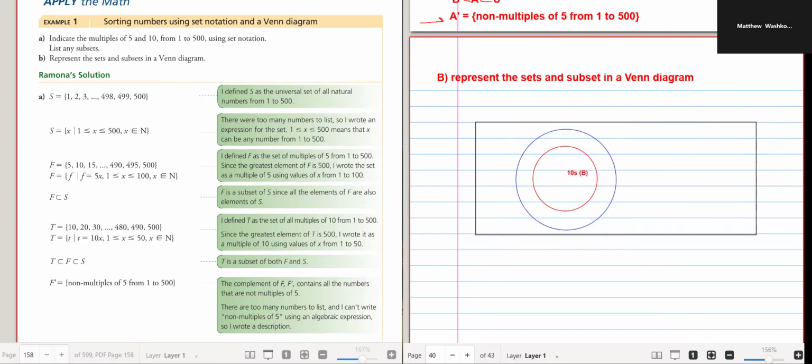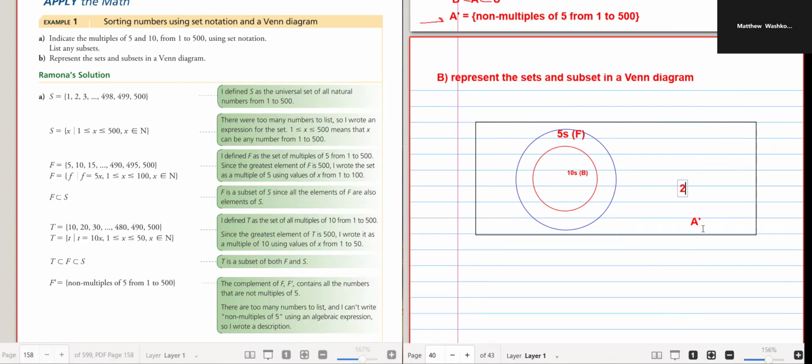We have our subset of our fives, which we say is F. All of the tens are a part of the fives, but not all the fives are part of the tens. So anything that isn't a five, a prime that isn't a five, is outside of this.